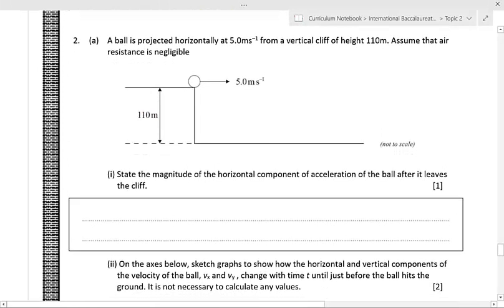Question 2, we have a projectile that's launched horizontally here, so it's going to go like this and hit the water or the ground somewhere. State the magnitude of the horizontal component of acceleration of the ball after it leaves the cliff. So 0 meters per second squared. The only force is vertical. State, you just need to give the answer, you don't need any explanation.